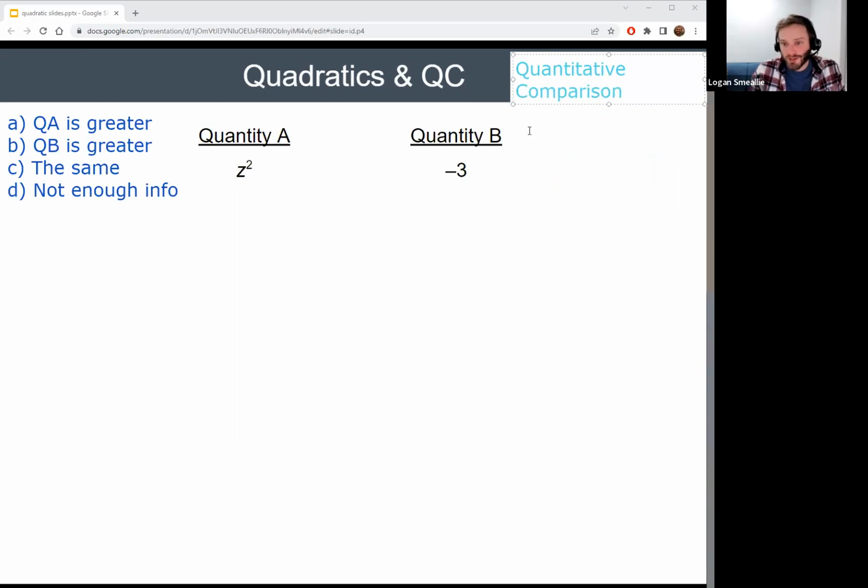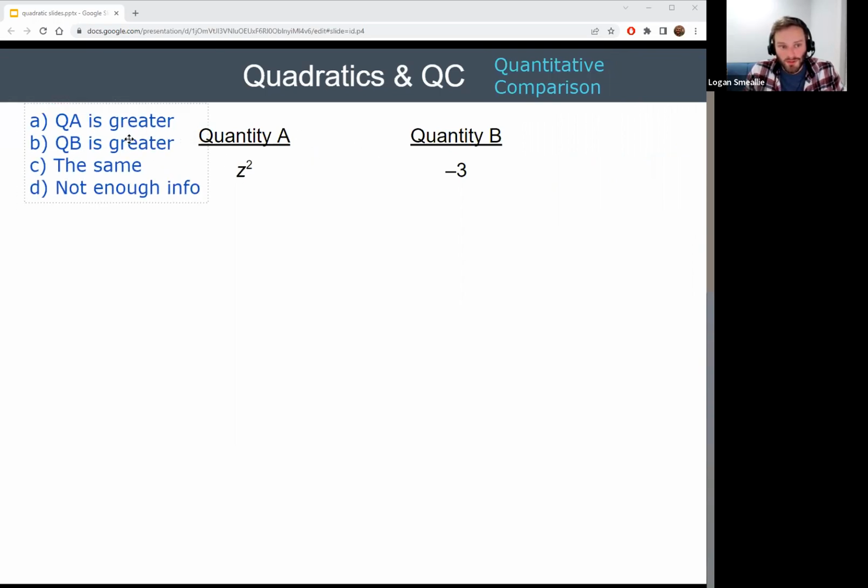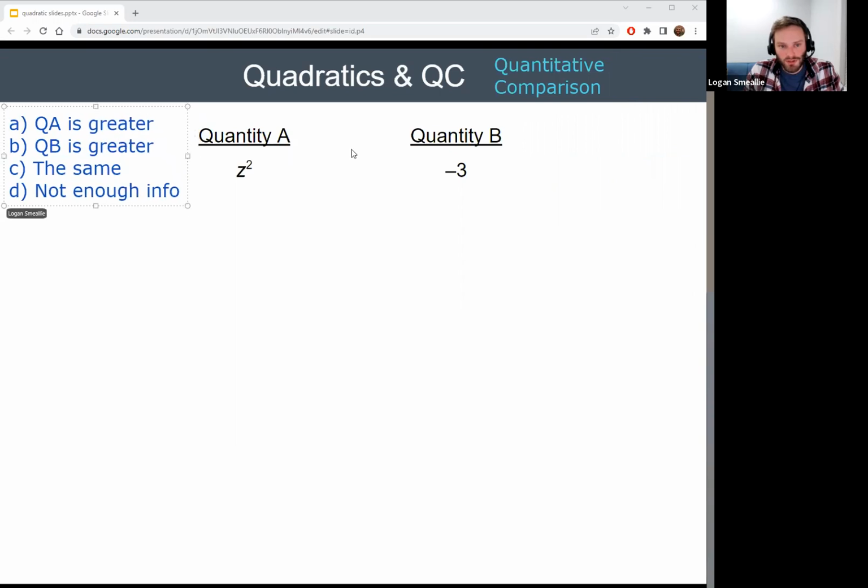If you haven't done much GRE studying yet, you will be doing a lot of quantitative comparison questions. It's actually the first 7 or 8 of every single math section, 7 or 8 questions in a row with this format. These 4 answer choices, a quantity A and a quantity B.